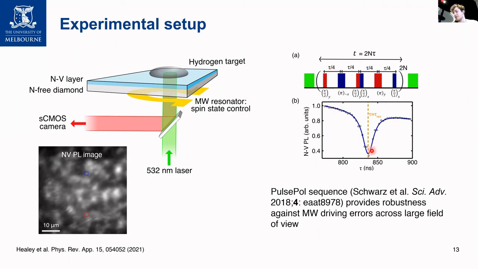So that's what's shown in this plot. As I sweep tau, this pulse spacing, I see a drop in the NV coherence, which we would infer corresponds to donating polarization to the hydrogen spin bath in this case. And we choose this sequence because it's designed to be robust against microwave detuning, and this allows us to access this full field of view.